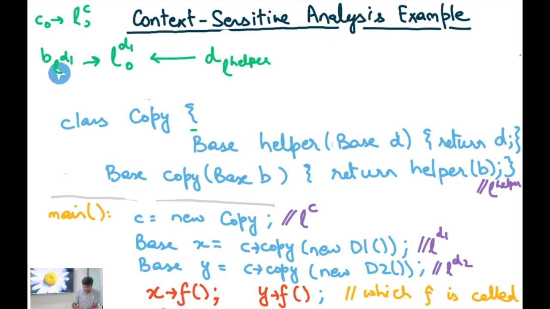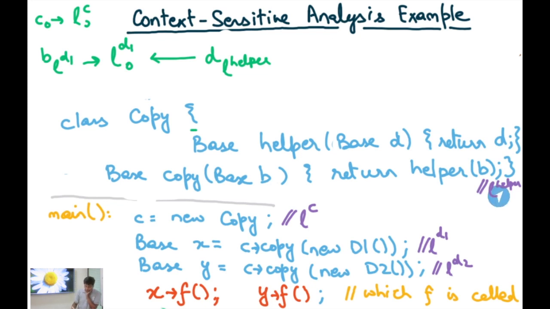So B in context LD1 can point to LD1 in context 0. And then this function copy is just helping along this argument B to the helper. And let's say this call site is L helper, then D is being analyzed in the context L helper because we are using a call context depth of 1.